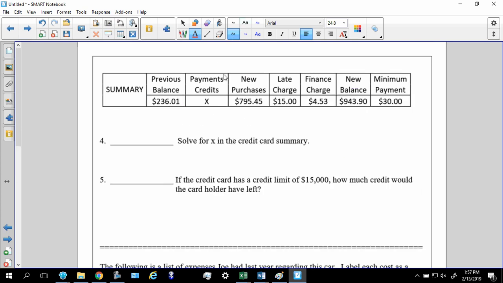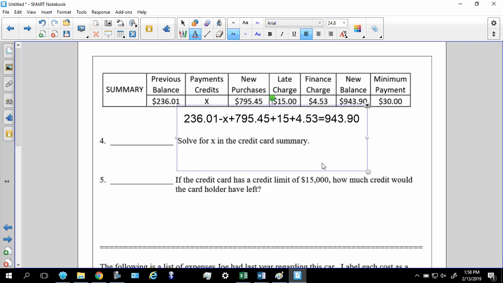Next one. All right, so solve for X. Again, this is nothing more than starting with my previous balance, which is 236.01 minus X plus 759.45 plus 15 plus 4.53 is equal to $943.90.